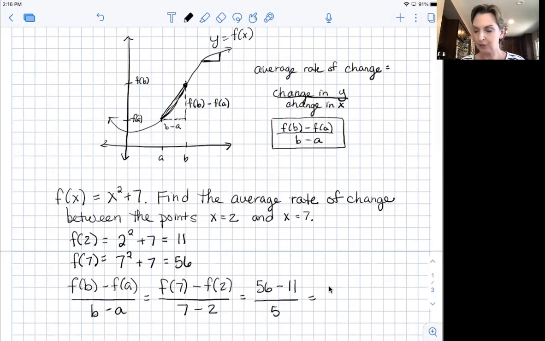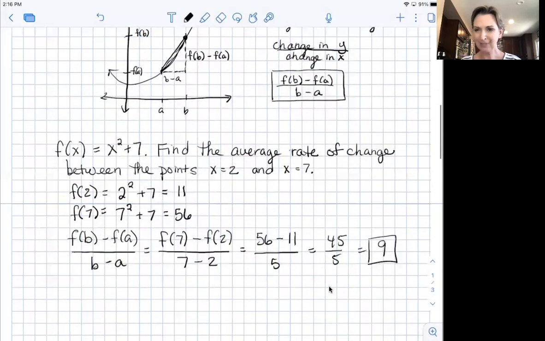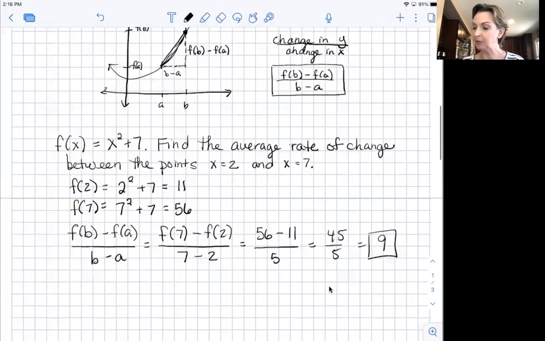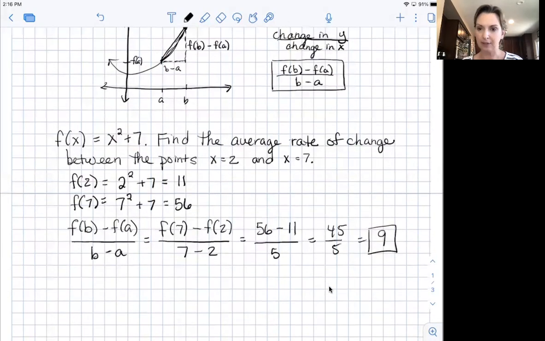Now just do the math. 45 divided by 5, and that's 9. So the average rate of change for this function between 2 and 7 is 9. Obviously, it would be different if you had different x values, right? This function is quadratic, so if I pick two different x's, it's going to give me a totally different answer. But between 2 and 7, at least, the answer is 9.